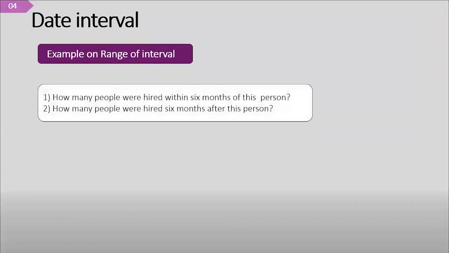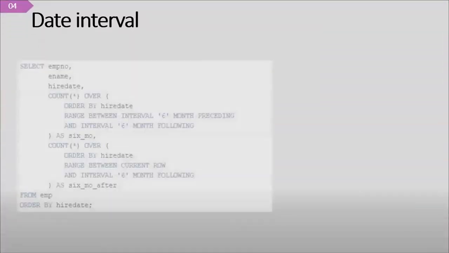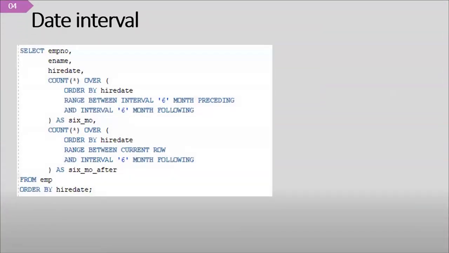Let's take an example on range of interval. What if you want to calculate all the people who were hired within 6 months before and after this person, or 6 months after this person? So let's put this query into consideration. Select employee name or number, hire date, and count of asterisk. We want to count all the people who were hired around this employee. So, order by hire date, range between interval 6 months preceding and interval 6 months following.